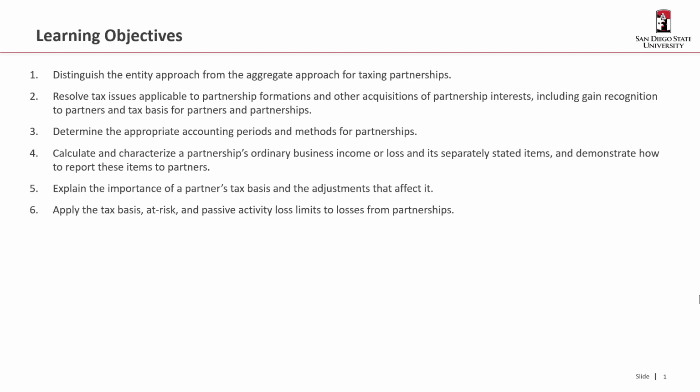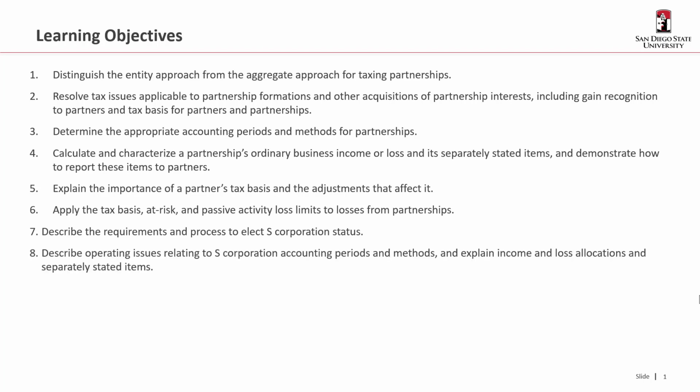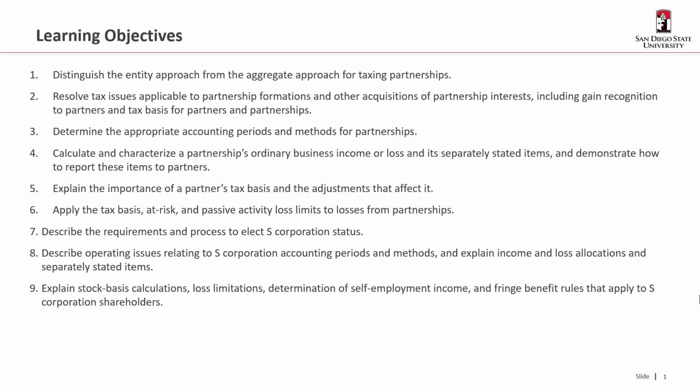We'll talk about basis at risk and passive activity loss limits. We've been there before, now we get to apply it again. We'll talk about the requirements to elect S-corporation status and the S-corporation methods and periods and how they also allocate income from operations, just like a partnership does. We'll talk about some of their loss limitations and then some of the unique characteristics related to self-employment income and fringe benefits. And we will talk about the tax rules when an S-corporation makes a distribution.